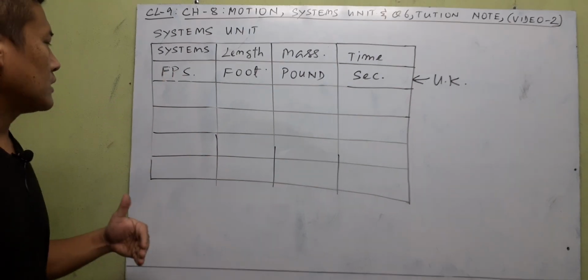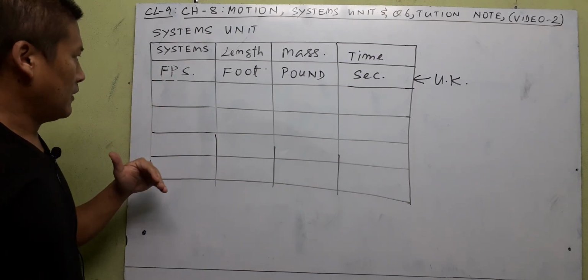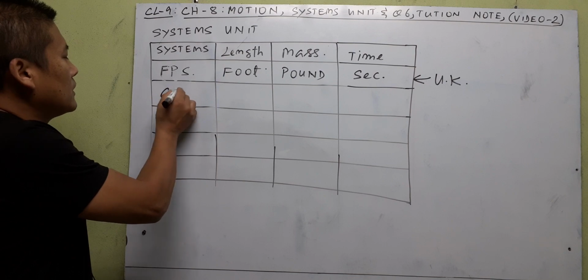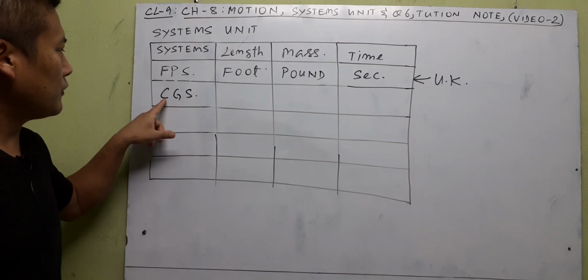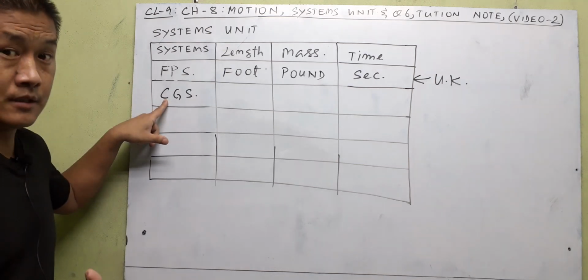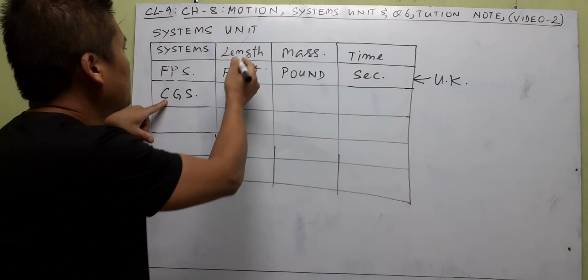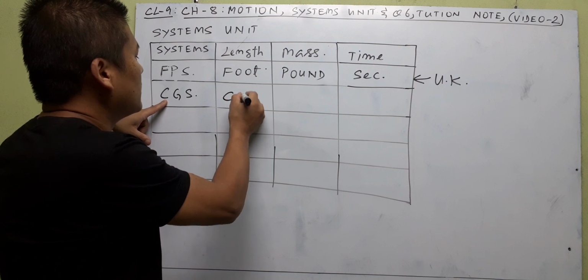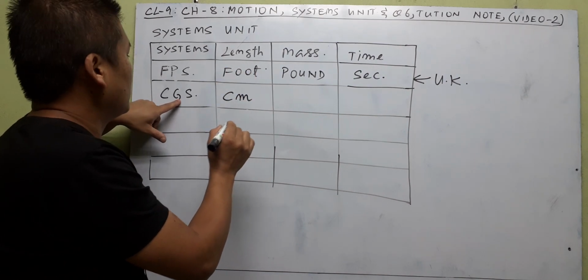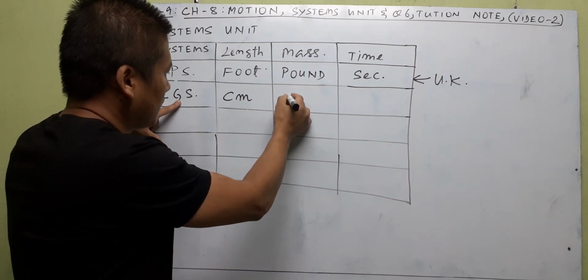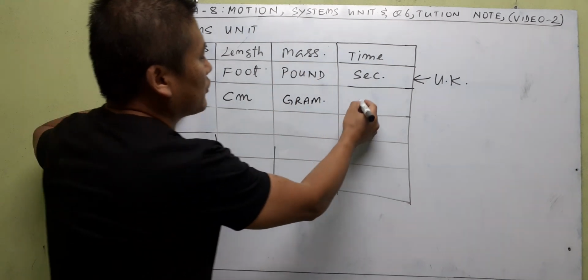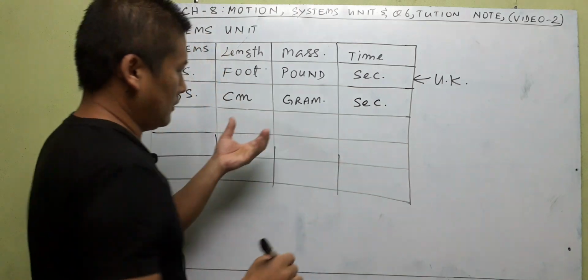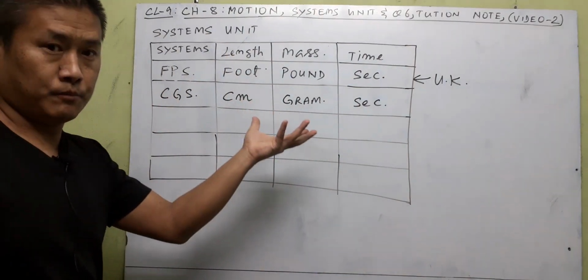Now there was another system of units, called the CGS, that was very common and prevalent in the earlier times. If you were using this CGS system, then you would be measuring your length in centimeter, your mass in gram, and your time in second. Then you are using the CGS system, right?